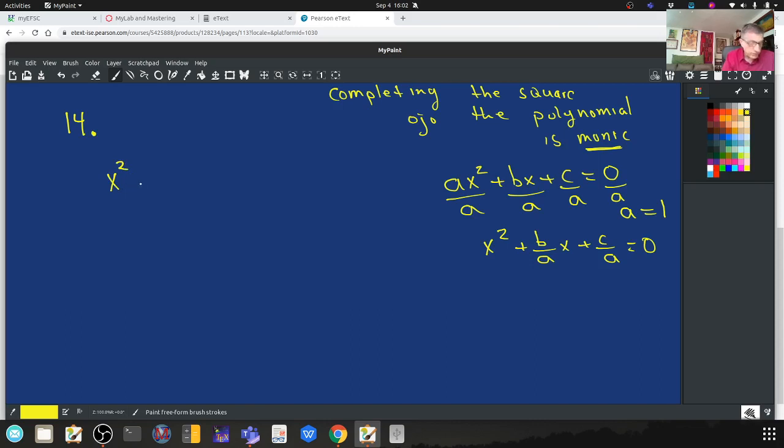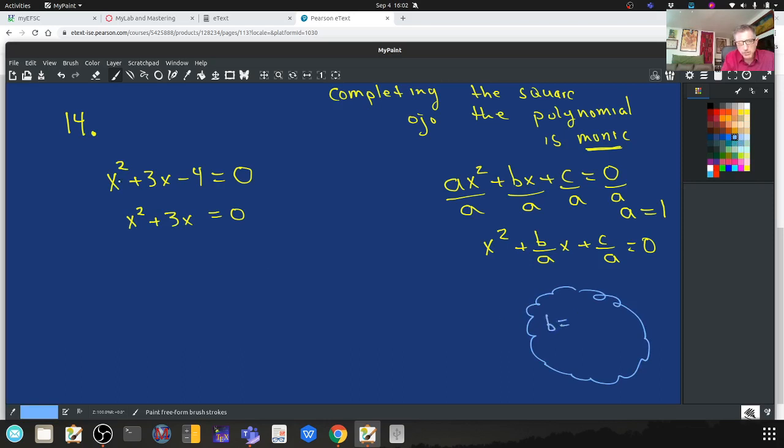So I have x squared plus 3x minus 4 is equal to 0. Our first step is we move the constant term to the other side. So that gets me x squared plus 3x is equal to 4. Now what I want to do, what I usually do, is I come over here and I write my b term.